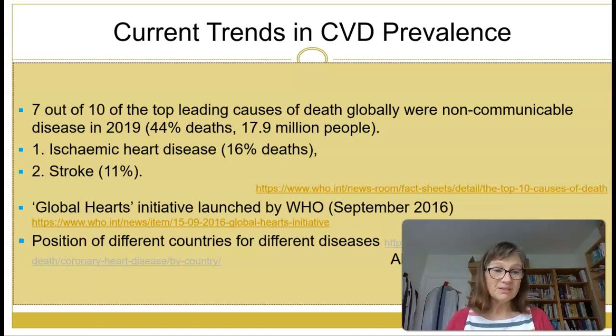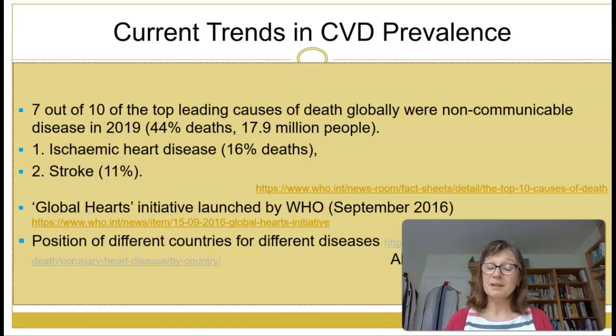This Global Hearts Initiative by the WHO is all about trying to strengthen our attempts to prevent and control cardiovascular disease. So that gives you some understanding, they were trying to work on things that cause cardiovascular disease, like smoking, for example, excess salt intake, obesity. So they're trying to work globally to decrease those things that make people more likely to have cardiovascular disease.